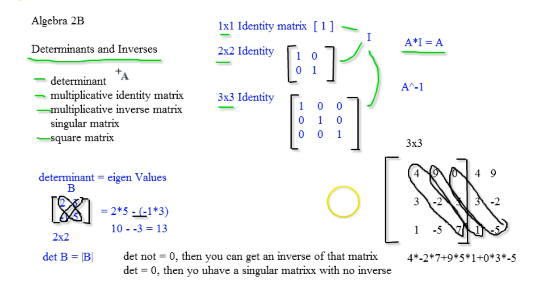So it's going to look like this. 4 times -2 times 7 is going to be negative 56, plus 9 times 5 times 1, that's going to be 45, plus 0.